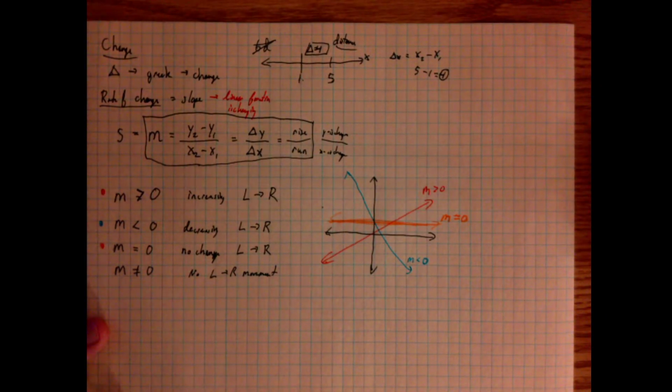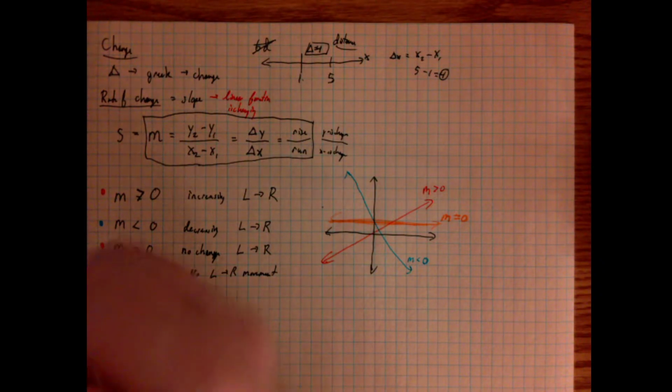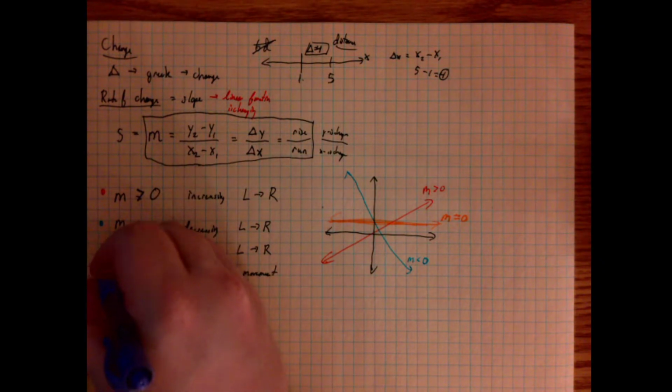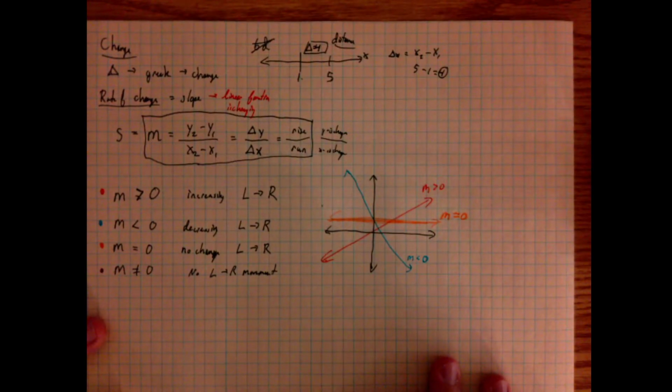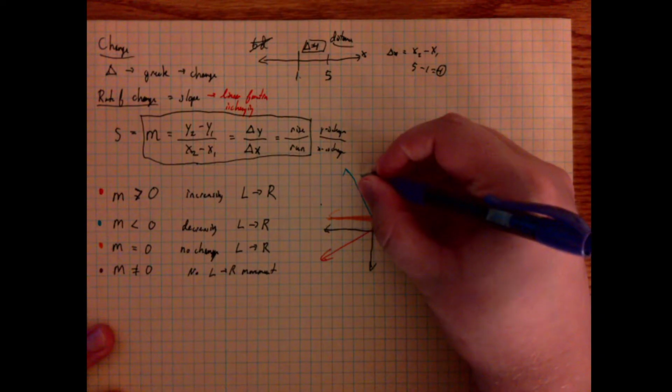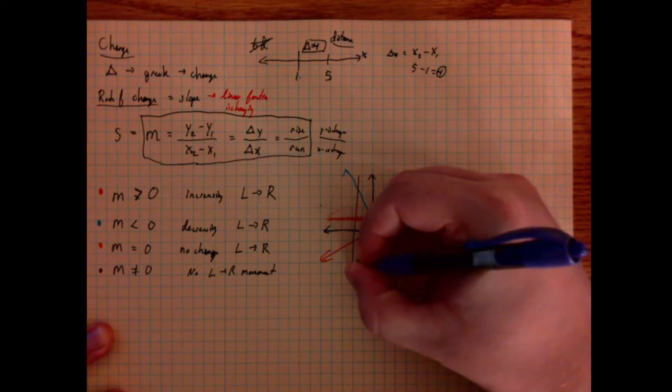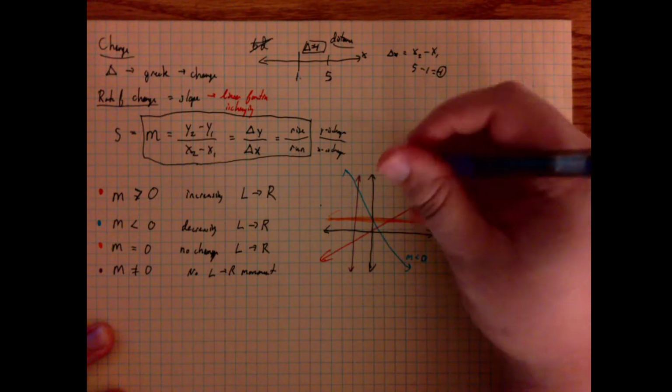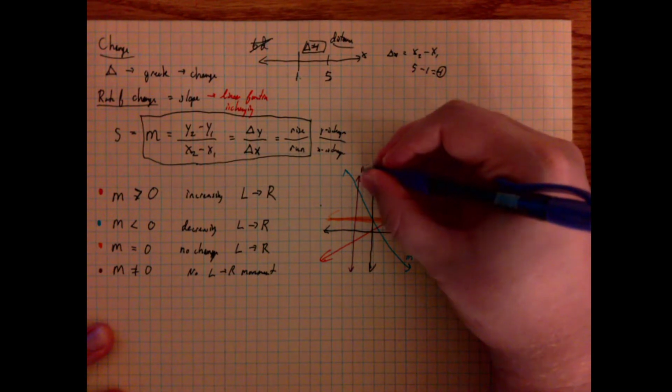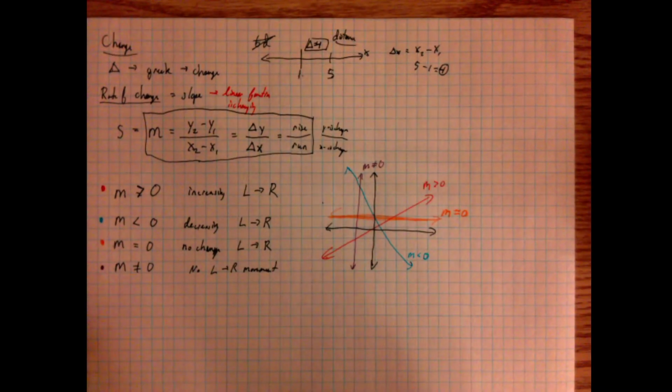Now, last of these, which is here in purple, is considered one where there's no left to right movement. Well, if the graph can't move left to right, it can only move one other way, up or down. And we'd say this one is a slope that is undefined.